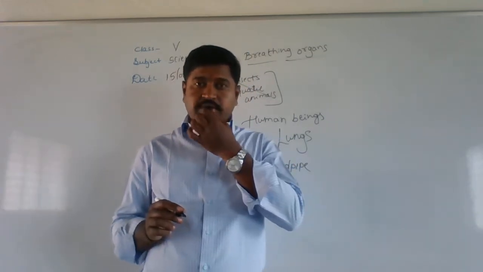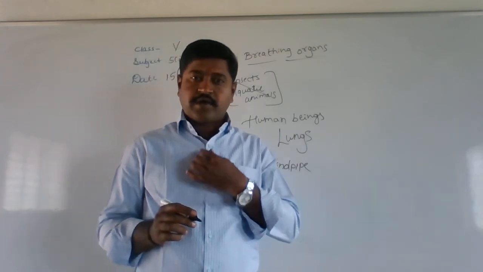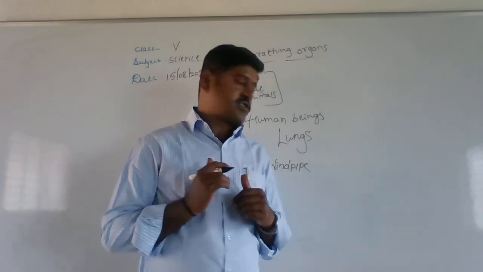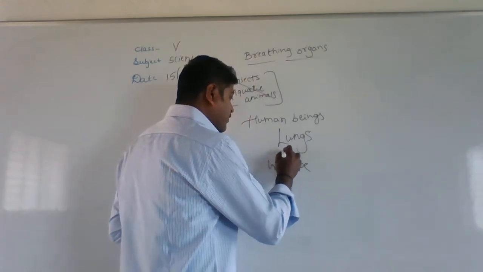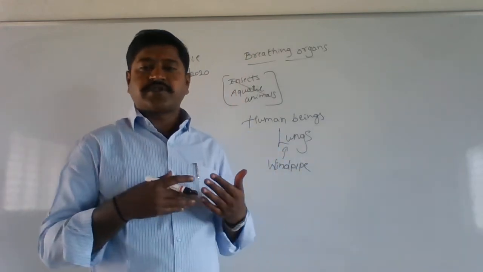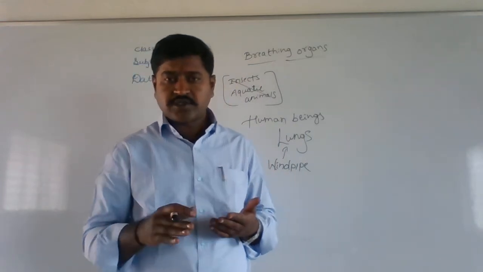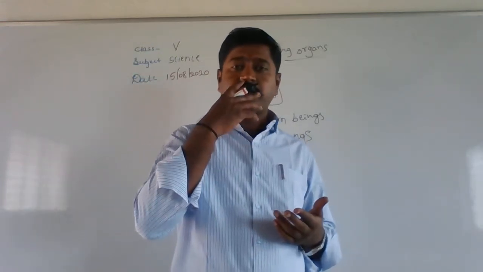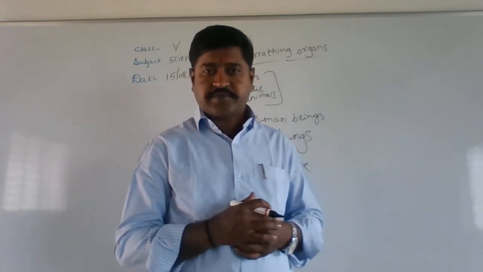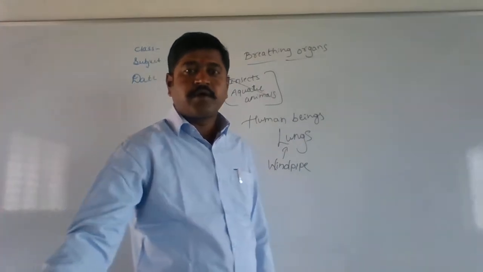Once the air enters our nostrils, it moves through the windpipe. From the windpipe, it moves to our lungs. Through this windpipe, the air enters the lungs and the respiration process takes place there. Any carbon dioxide will be sent out, again through the windpipe, and we exhale it through our nostrils. Is this clear? Yes? Okay.